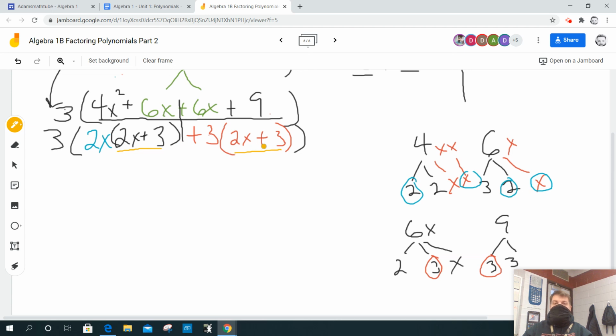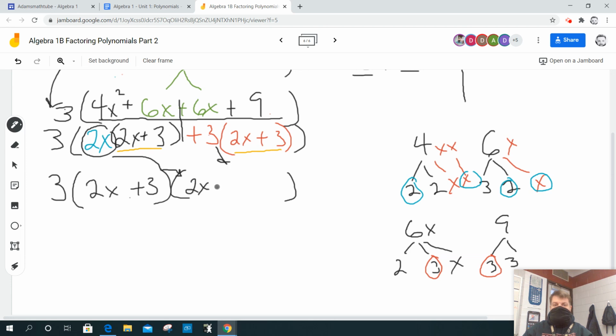Sometimes it's good to know that because then you can work backwards to figure out what you need to pull out. Anyways, we're going to factor that out. So in the next line, I'm going to say 3 times 2x plus 3. And then in the last set of parentheses, you're just going to take this, toss it in here, 2x, and then this goes right in here, plus 3. And this is our answer.